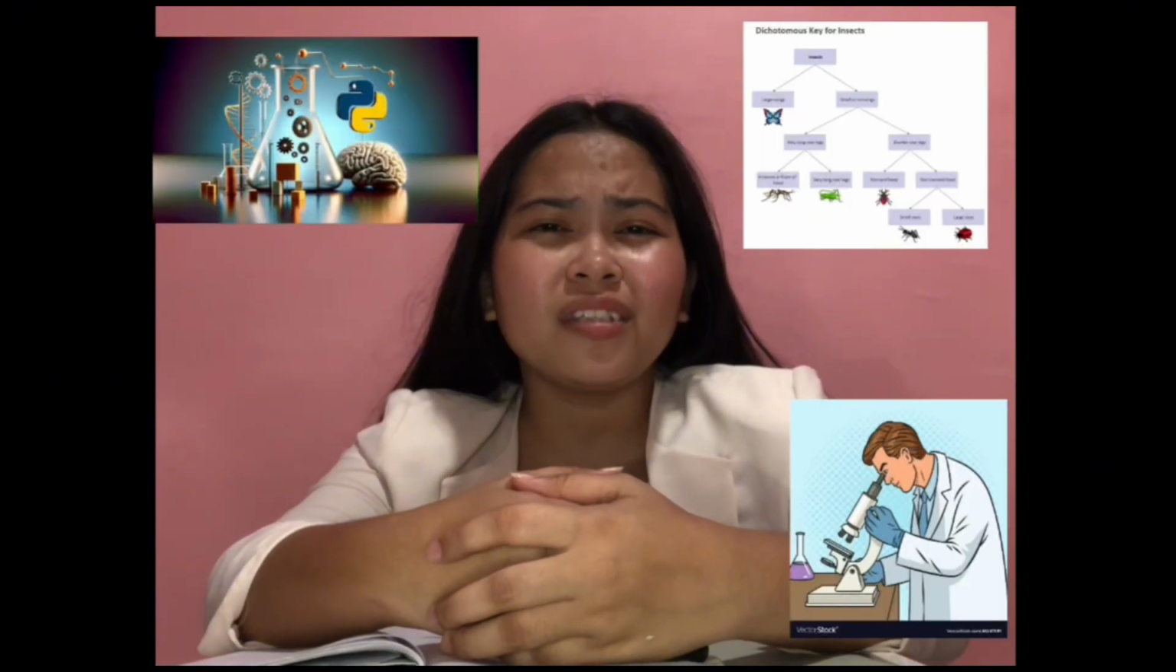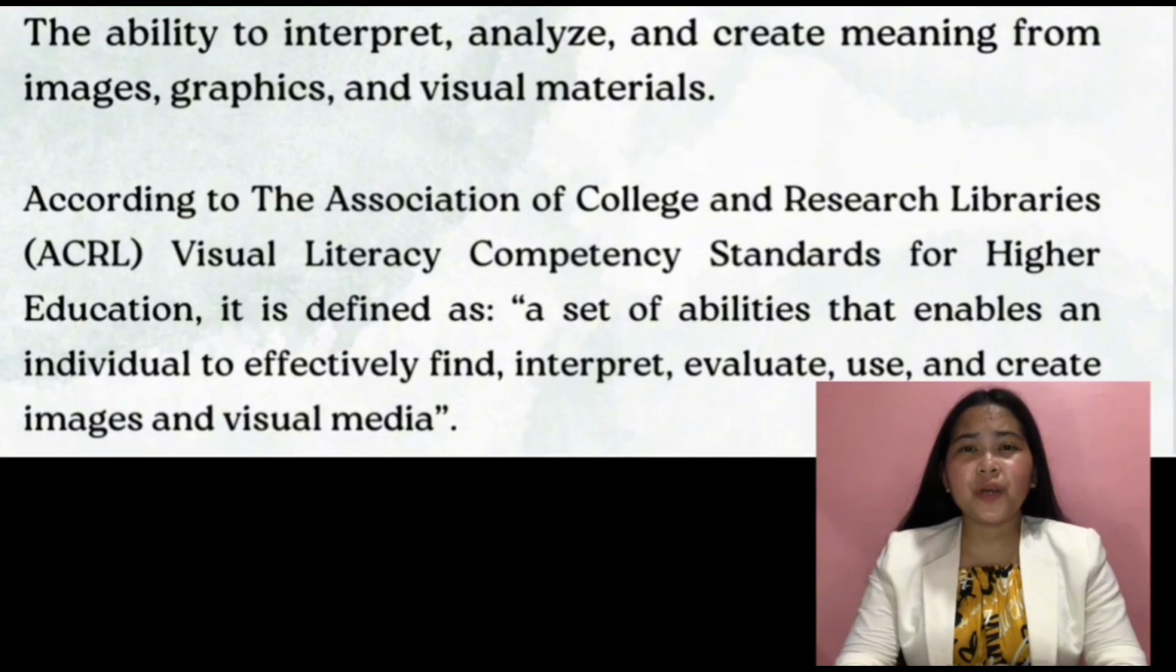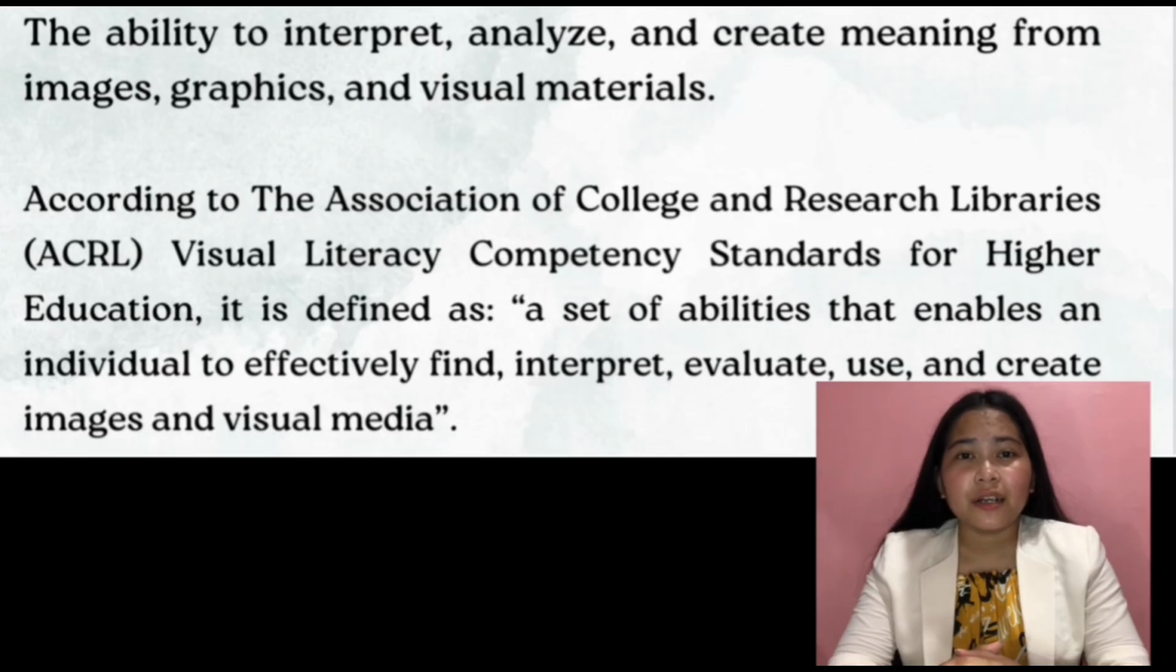Oh, hi! Ever wondered how scientists understand the intricate world of data, diagrams, and discoveries? It's all thanks to visual literacy, a crucial skill for anyone exploring the wonders of science. Visual literacy is the ability to interpret, analyze, and create meaning from images, graphics, and visual materials.